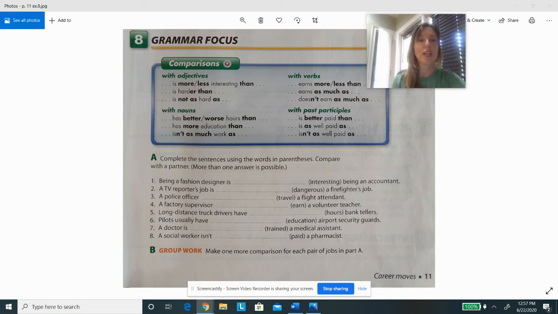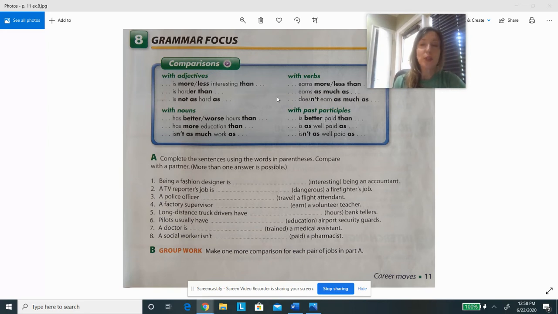This is your new Interchange book, page 11, exercise 8. And here we are looking at different patterns for making comparisons. So in this lesson, you will see how to make a comparison using an adjective. So here are your adjectives: interesting, harder, hard. These are examples. Nouns, here are some nouns: hours, education, work. Verbs, we have earns, doesn't earn, and past participles, paid and well paid.